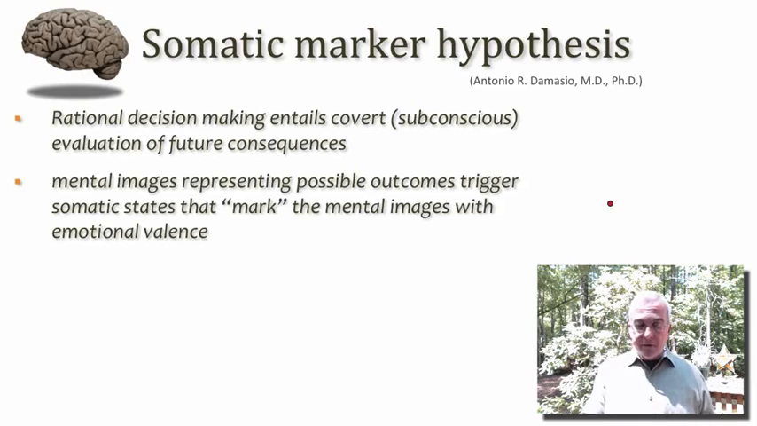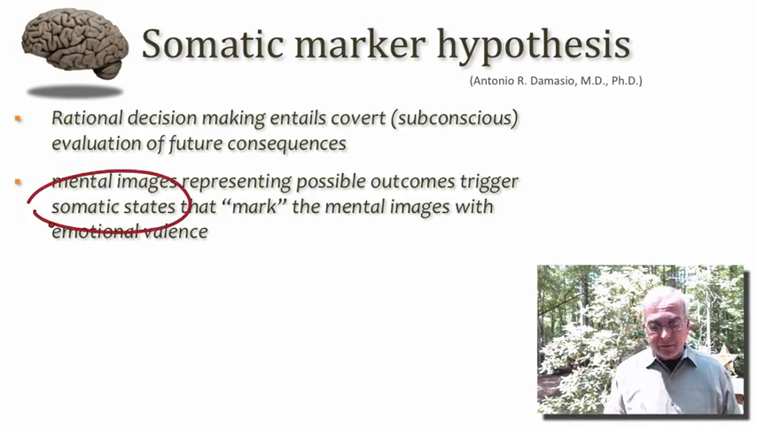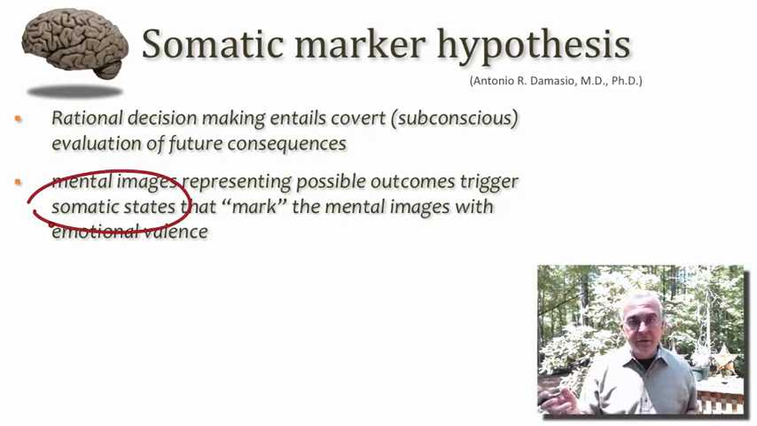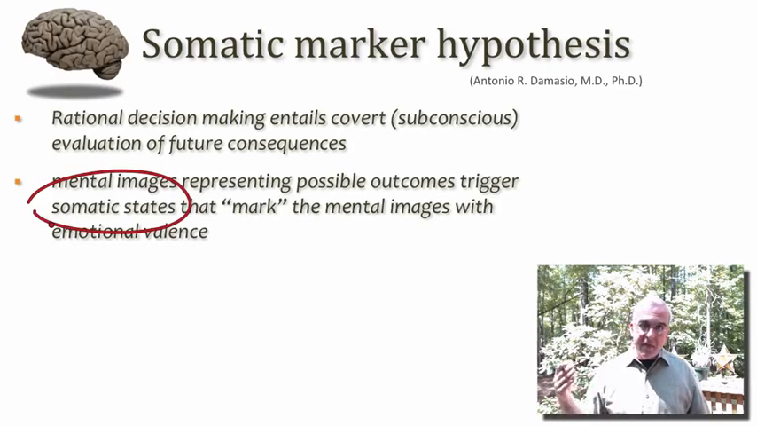And these mental images represent the possible outcomes of our decisions that might trigger states of body and brain. And Damasio calls these somatic states. So these are somatic states that would mark these mental images with emotional valence. Now, what he's getting at is that the brain might actually be representing the state of the body as it experiences the consequences of our decisions, and that these brain representations of somatic state then become a source of bias that can influence the outcome of these covert deliberations.